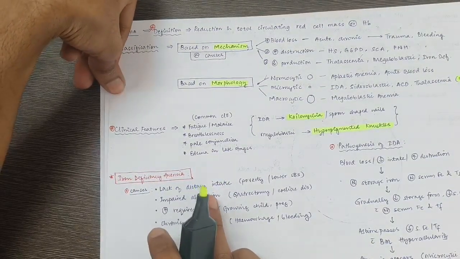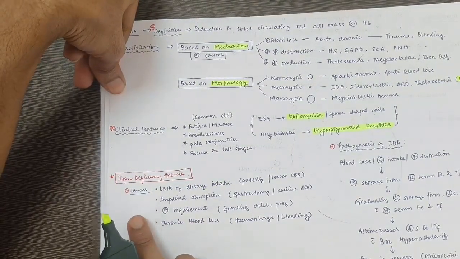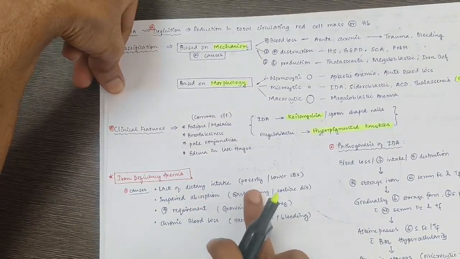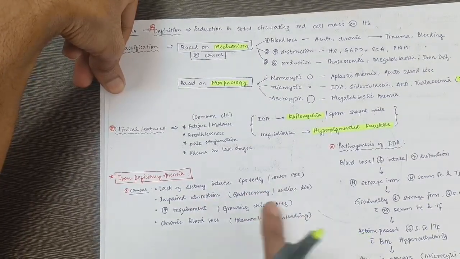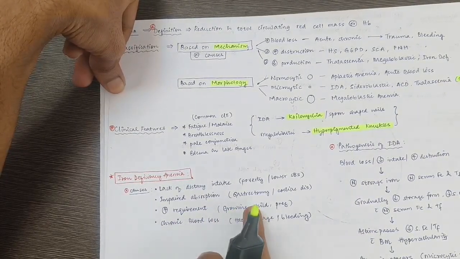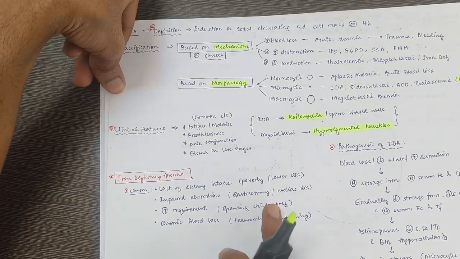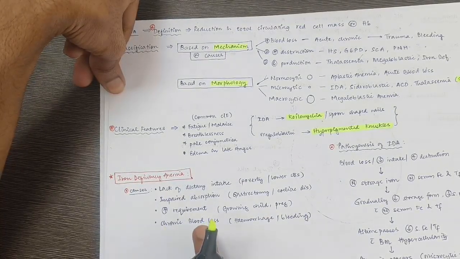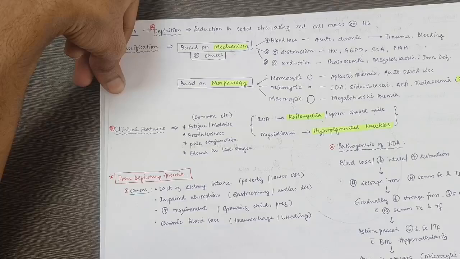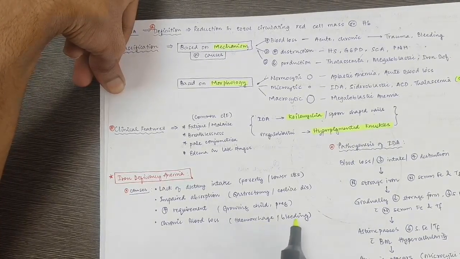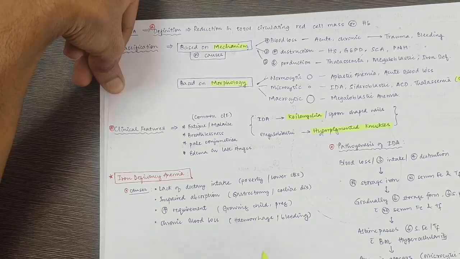In case of iron deficiency anemia, what are the causes? The causes of iron deficiency anemia are lack of dietary intake, that is due to poverty and lower socioeconomic status. The next one is impaired absorption, that is due to gastrectomy, some surgery, or some malabsorption syndrome such as celiac disease. The next one is increased requirement. Some people require more iron and you will be giving less iron. Such states are like growing child and pregnancy. All these require more iron.